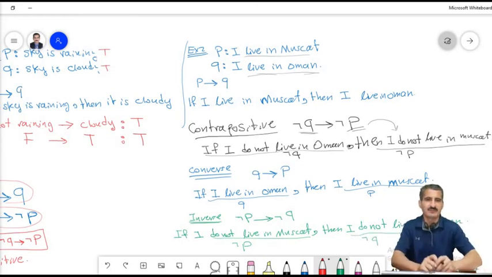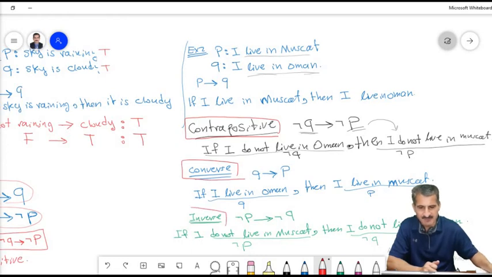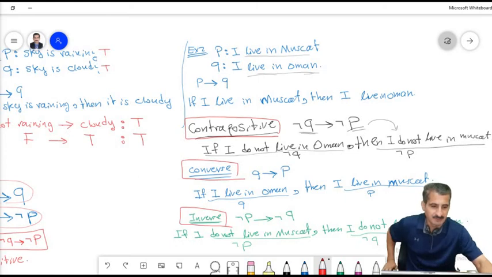Okay, so it is important that you remember how to formulate, if you are given a conditional statement, how to formulate the contrapositive, the converse, and the inverse. And it is important you don't confuse them with each other.